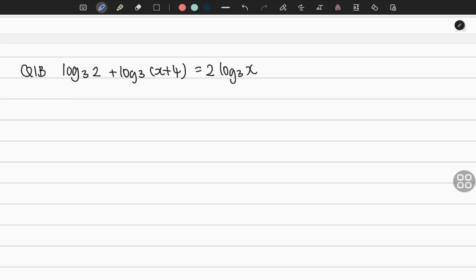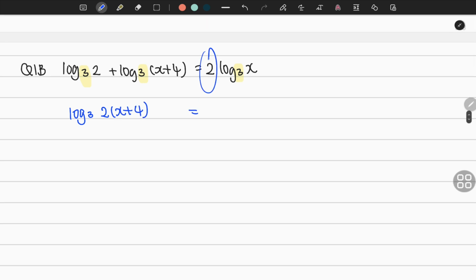Next, in question 1b, we are also supposed to solve an equation. And we notice that our bases are the same. So what I'm going to do is manipulate this equation to have log something equal to log something. Then I can simplify from that. So on the left hand side, I can combine the two logarithms to give me log base 3 of 2 multiplied with x plus 4. And on the right hand side, we have multiply by 2, which is basically just log base 3 of x squared. Do take note that this square is for x and just x.